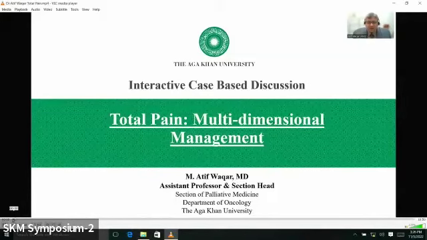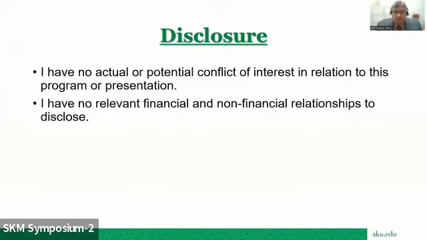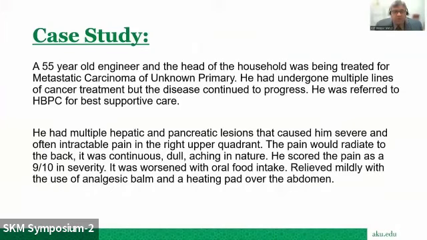My name is Atif Saleem, and today I'm going to be presenting a case on total pain and the multidimensional management that is required. So we've got a 55-year-old engineer and the head of the household who was being treated for metastatic carcinoma of unknown primary. He'd undergone multiple lines of cancer treatment, but the disease continued to progress.